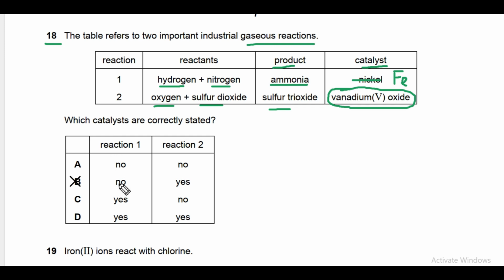Reaction 1 is not right, because here it is not nickel; an iron catalyst is used in the manufacture of ammonia by the Haber process, when hydrogen reacts with nitrogen. Reaction 2, when sulfur dioxide reacts with oxygen to produce sulfur trioxide. In this reaction vanadium(V) oxide catalyst is used. This is true. So B is the right answer.